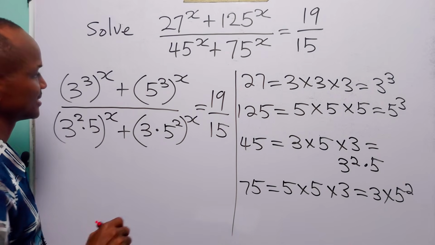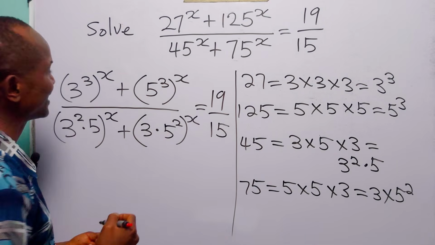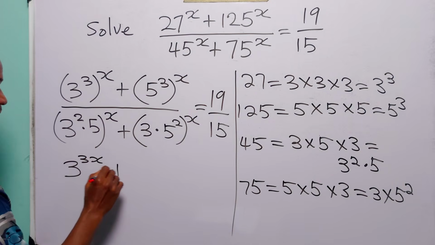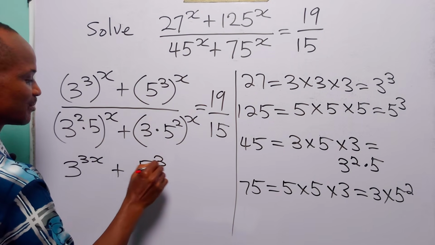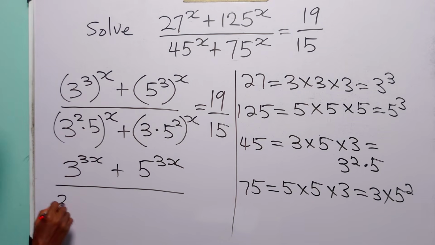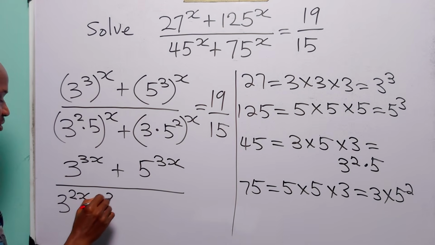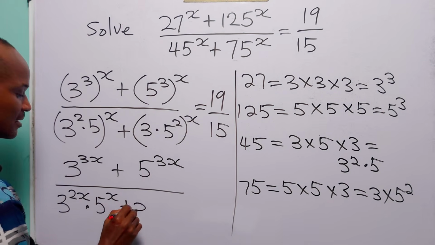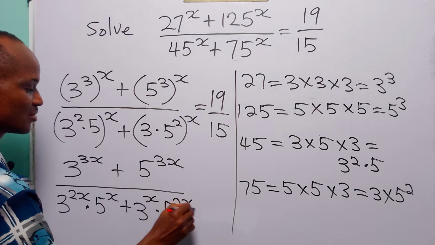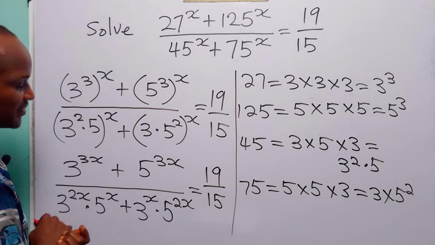Now, from our laws of indices, you know that when we have two powers like this, what we do is to multiply them. So here we have 3 to the power 3x plus 5 to the power 3x divided by 3 to the power 2x times 5 to the power x plus 3 to the power x times 5 to the power 2x. And of course, this is still equal to 19 over 15.